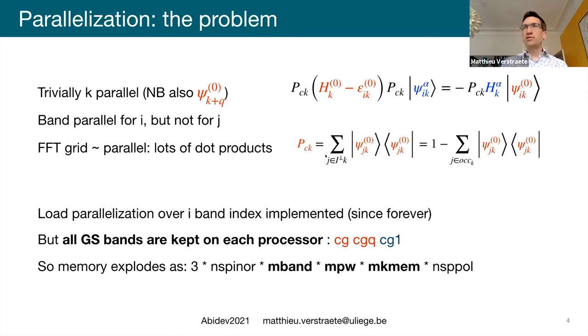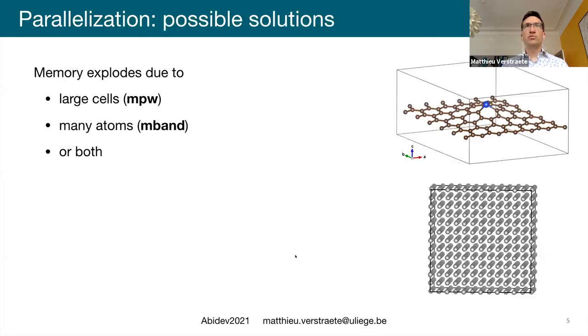But because of this projection operation, you have to keep all the ground state bands on each processor. And that means you have not one, but three wave functions for each band. The ground state wave function, if you have a finite Q vector, you have the ground state wave function for K plus Q, and you have the perturbed wave function CG1, which is just the coefficients of this thing. And so your memory really explodes. You have three wave functions times spinors, bands, plane waves, K points. Those you can distribute, that's fine. And so these two quantities in bold really make your memory explode quickly.